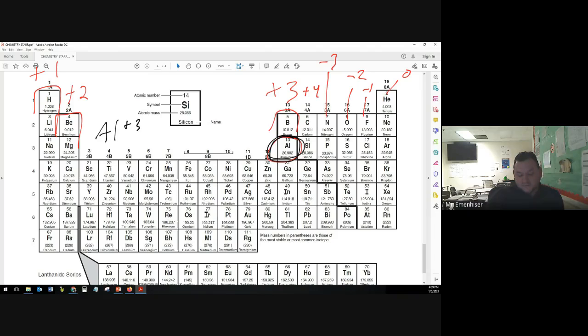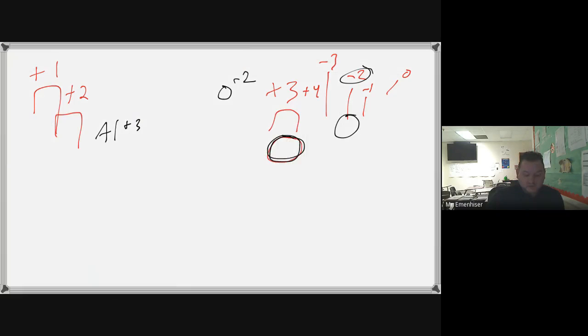And then oxygen is right here. He's going to be a minus 2, right? Because I got minus 2 right there. And so that's my 2 charges. This is the first step to determining the formula. So aluminum is a plus 3, oxygen's a minus 2. So let's write them together. Aluminum is a plus 3, oxygen is a minus 2.